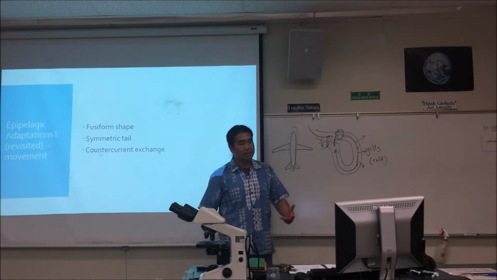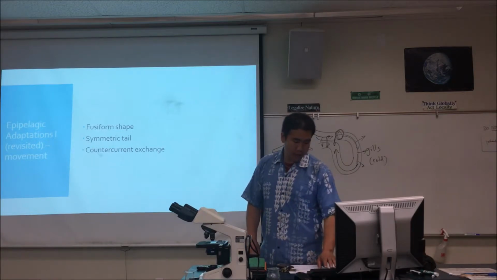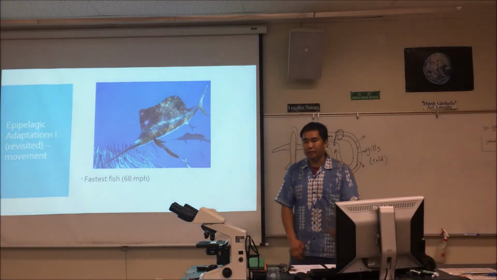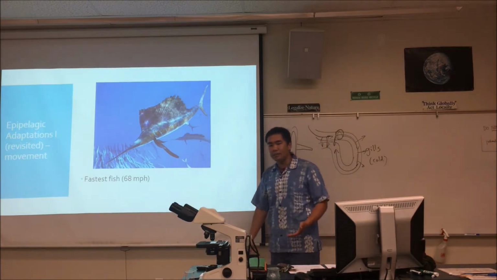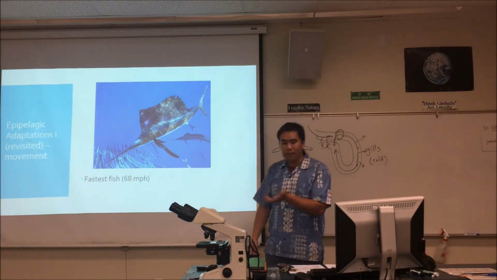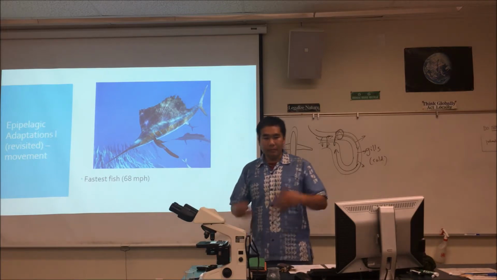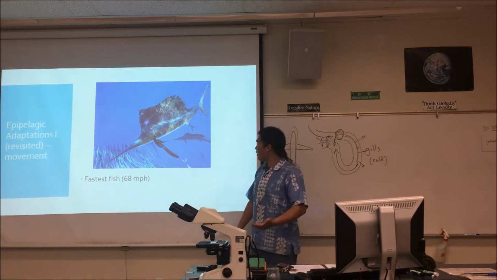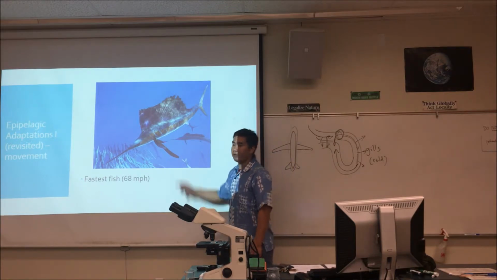Put all three of these things together, and what do you get, right? You get a sailfish, right? The fastest fish out there. Well, I don't know, it's kind of debated, right? It might be sailfish, it might be the black marlin. It's going to be one of those, right? Does it have a fusiform shape? Yeah. Does it have a symmetric tail?